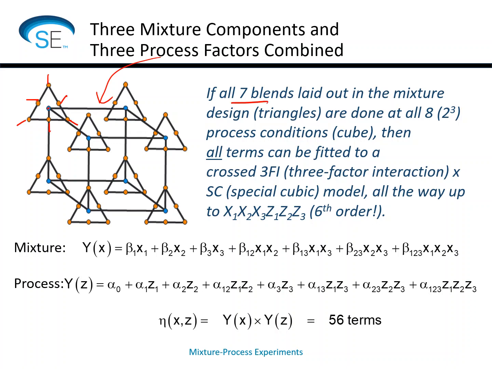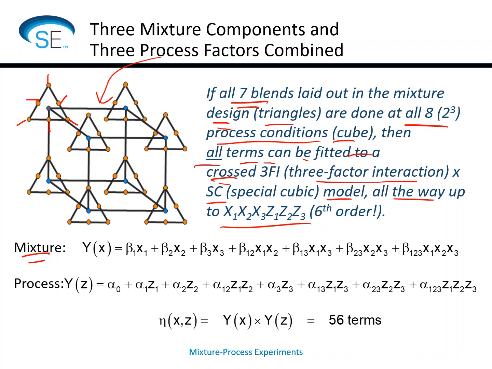Now, if all 7 blends laid out in the mixture design, the triangles, are done at all 8 process conditions, the cube, then all the terms can be fitted to a crossed 3-factor interaction factorial model with a special cubic mixture model all the way up to a 6-order term, which has got the 3 mixture components, x1, x2, x3, multiplied out times the 3 process factors, z1, z2, z3. And these are the actual models here.